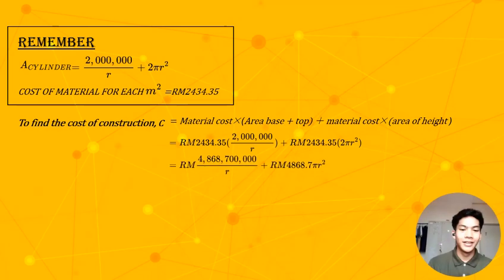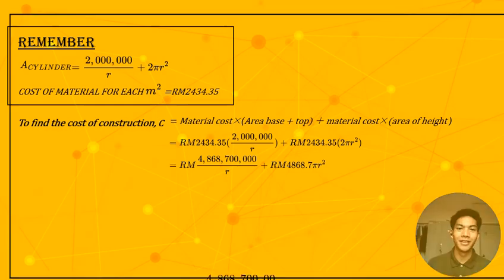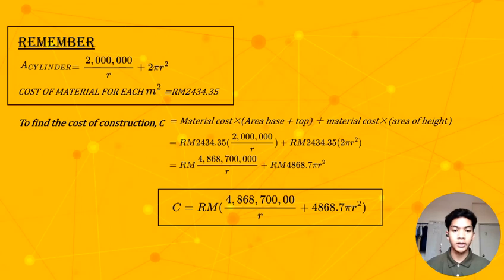Then we will get RM4,868,700,000 over R plus RM4,868.7πR². This will be the new formula for us to find the total cost of constructing the underground tunnel.